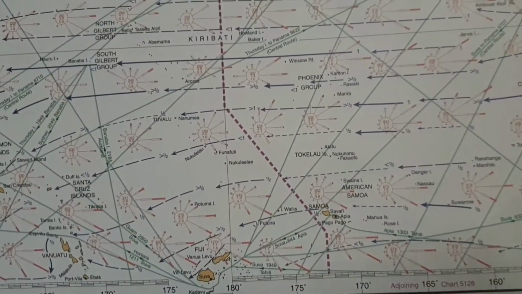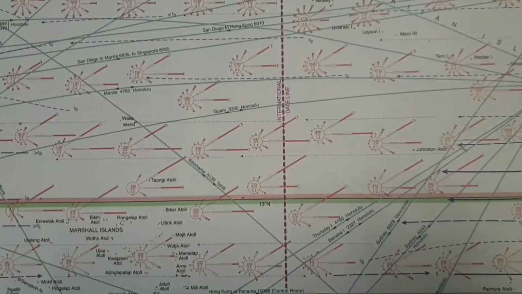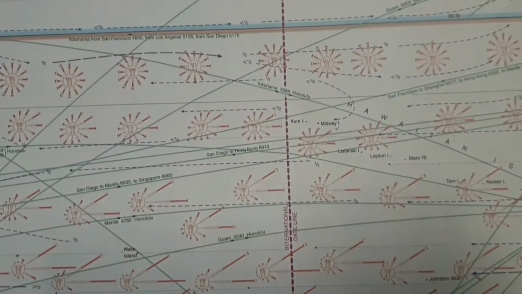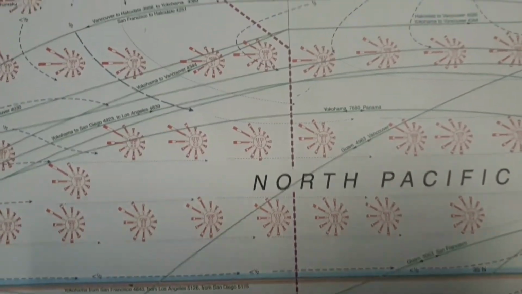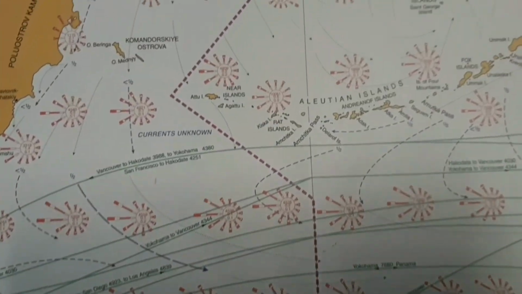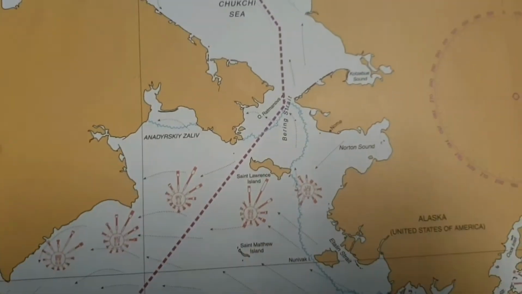This dotted pink line, magenta line, is the international date line. Whenever a ship crosses this line, the date has to be advanced or retarded as per the direction.